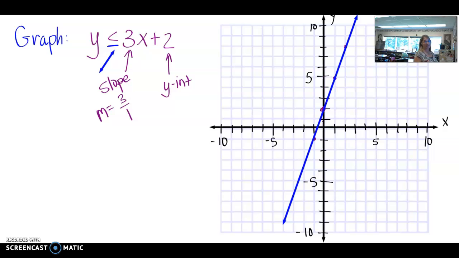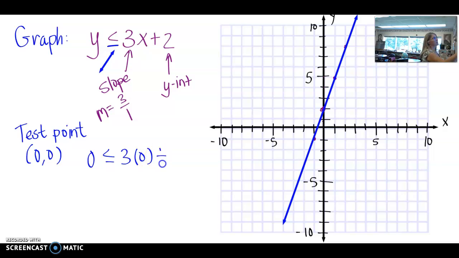We're going to test a point. 0, 0 again is not on the line, so we can still use 0, 0. Again, you can use any point you want, but I'm just telling you that 0, 0 is usually the easiest to work with.